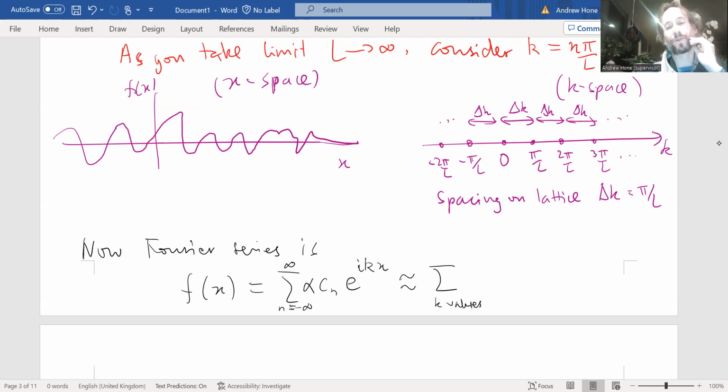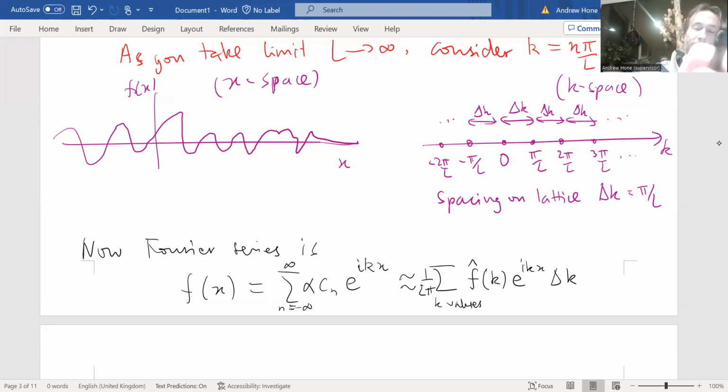So we've got a discrete set of values, and I want to think of that as being a sum of a function, which I'm going to call f hat of k, times e to the i k x times delta k, and I'm going to put 1 over 2 pi in front.